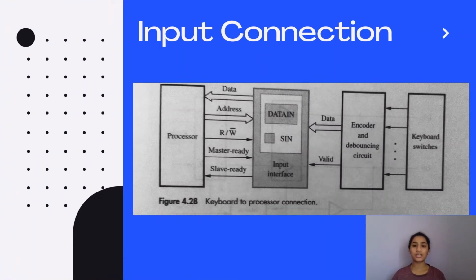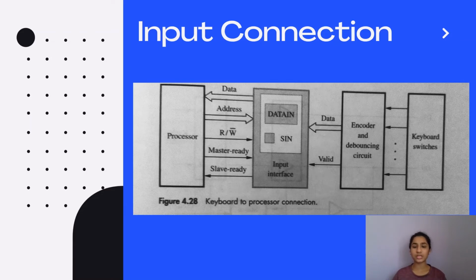As shown in the diagram, we have the interface, which is called the input interface. On one side of it, it is connected to the keyboard, which is our input device, and on the other side it is connected to the processor. A typical keyboard consists of many mechanical switches, which are usually in the open state. Whenever we press a key, one of the switches gets closed.